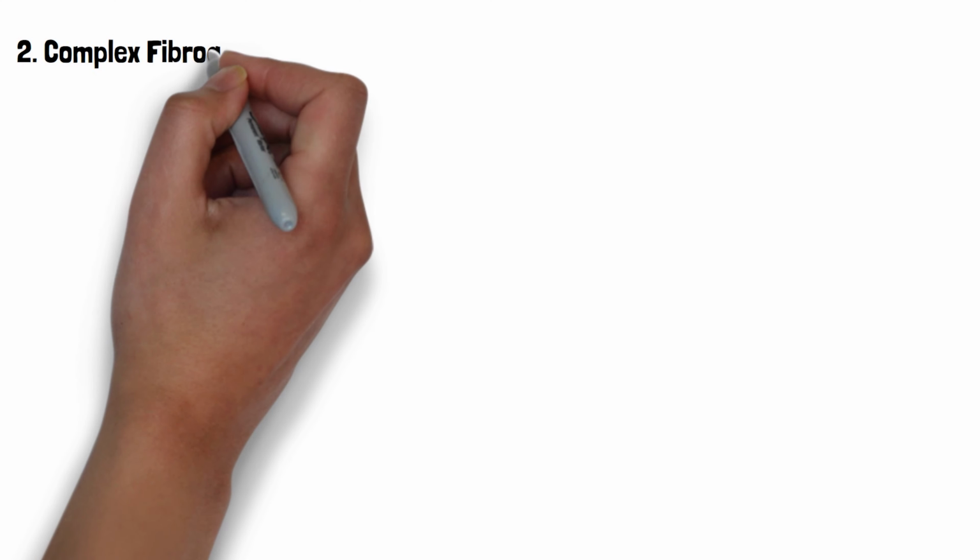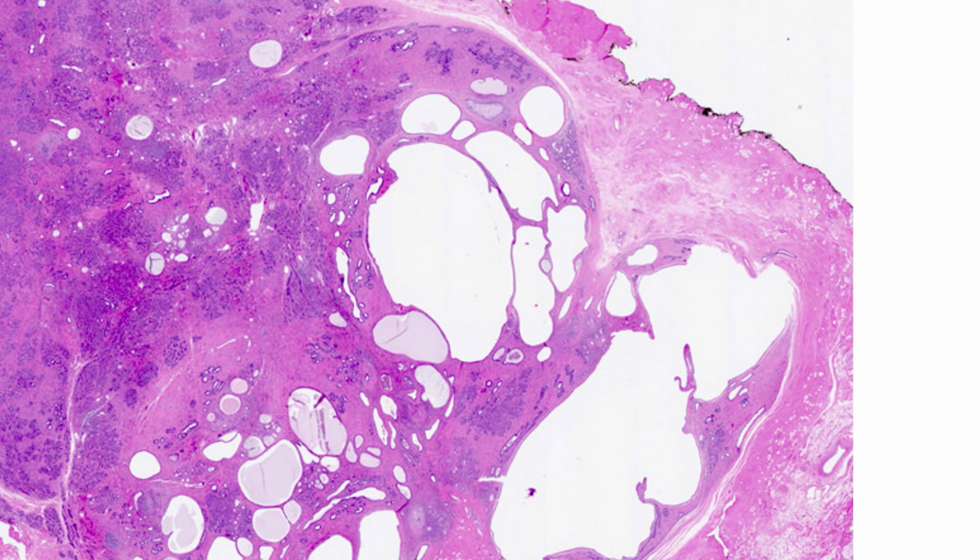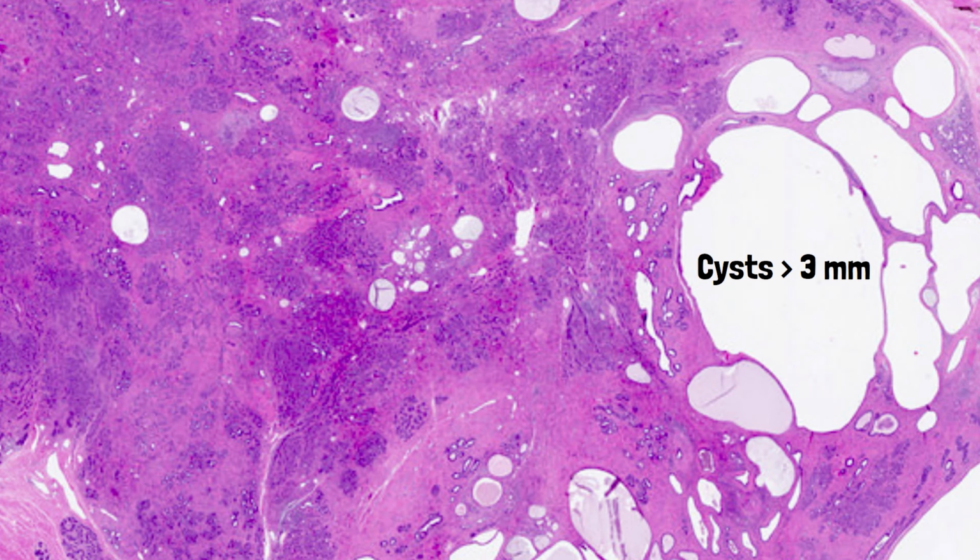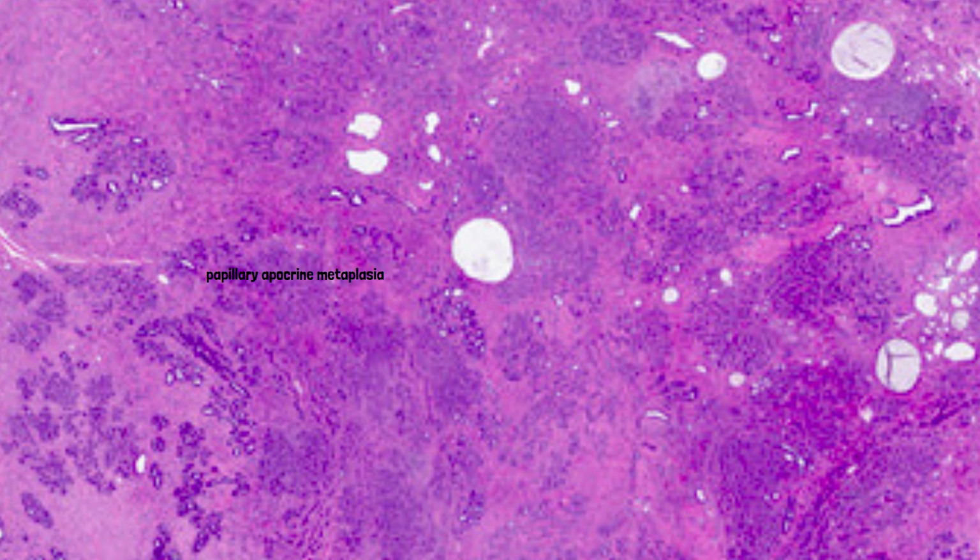What about the complex fibroadenoma? Here you can see a cyst. This cyst is more than 3 mm in size. It's seen with sclerosing adenosis and papillary apocrine metaplasia.